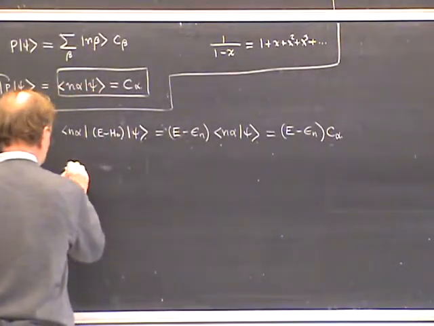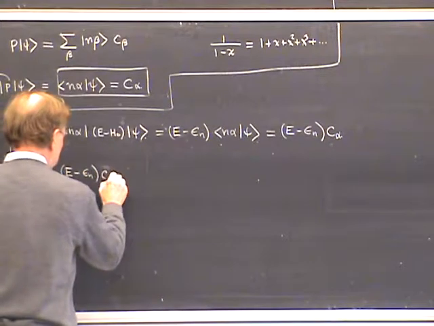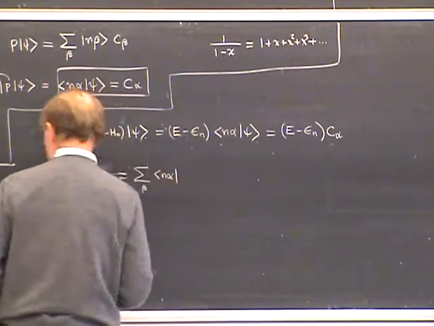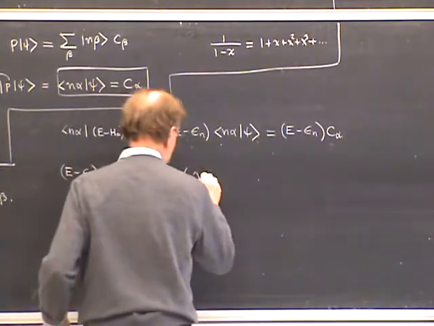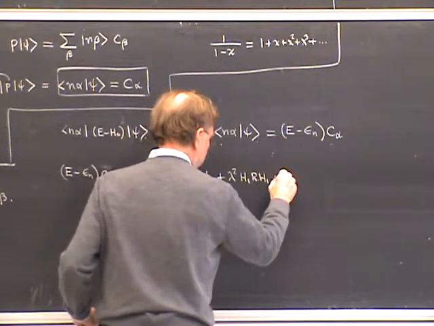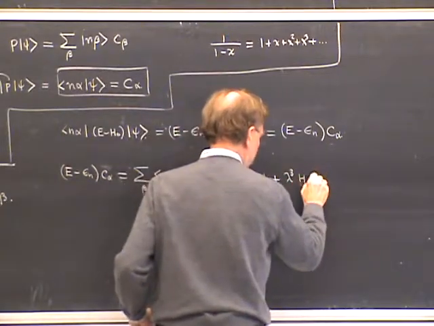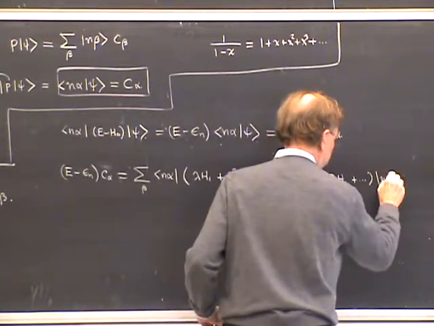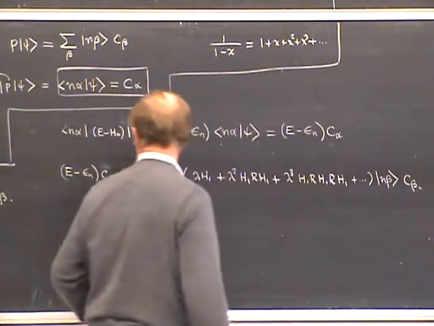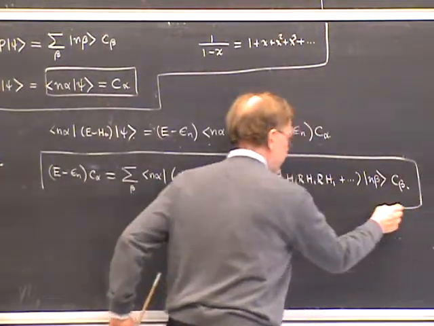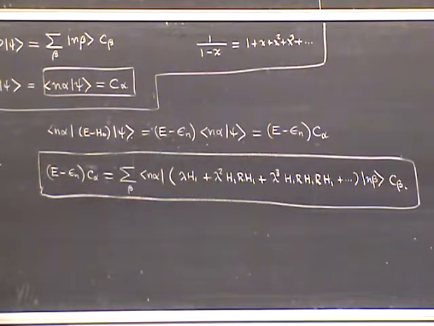And so doing that, this whole thing now becomes E minus epsilon n times c alpha is equal to the sum over beta of n alpha, and then there's an operator, which is lambda H1 plus lambda squared H1R H1 plus, and so on, lambda cubed H1R H1R H1. And then we have n beta, and then we've got coefficients c beta. Like this. I'm going to box this equation because this is the basic equation we use for finding the energy levels, the perturbed energy levels.